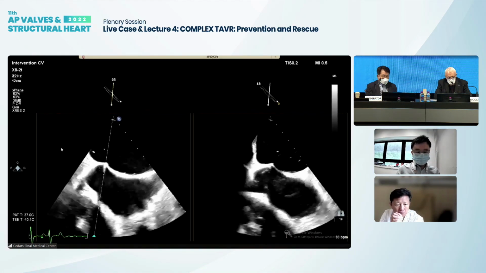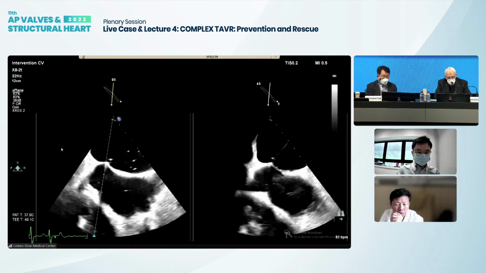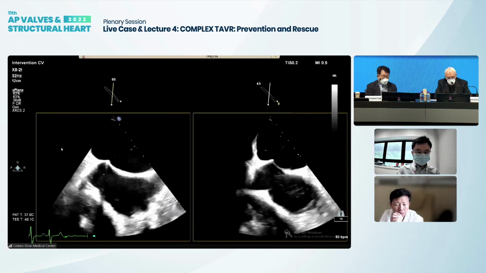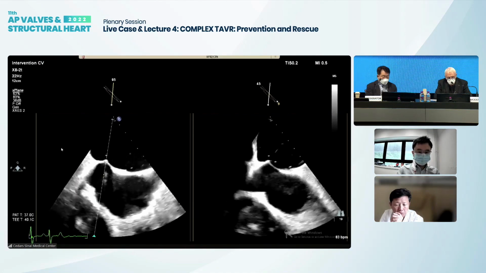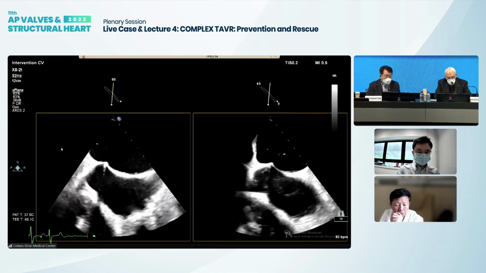We did the transseptal, and again, our transseptal location has been more on the inferior and posterior side. This is where we can get more orthogonal to the bioprosthetic valve when we're doing it.